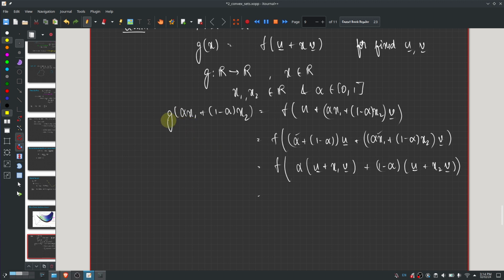So effectively, when I want to show that some function is convex, I always try to bring it to a form where I have a convex combination of multiple terms. So if this is my y, and this is z, I know that f is convex. So f of alpha y plus 1 minus alpha z is less than or equal to alpha times f of y plus 1 minus alpha times f of z. I just use the definition of convexity.